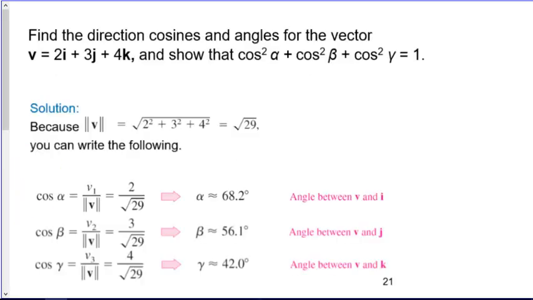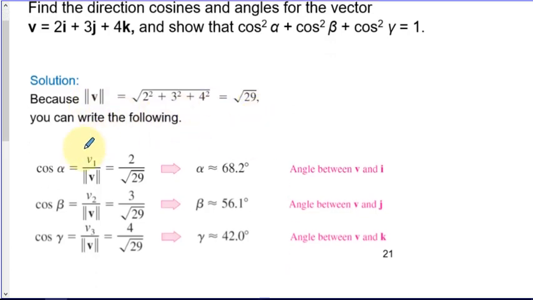Let's move on to an example. This one says, find the direction cosines and angles for the vector v equal to 2i plus 3j plus 4k, and show that this property, cosine squared alpha plus cosine squared beta plus cosine squared gamma, all equals 1. So if you calculate the magnitude, you get square root 29.